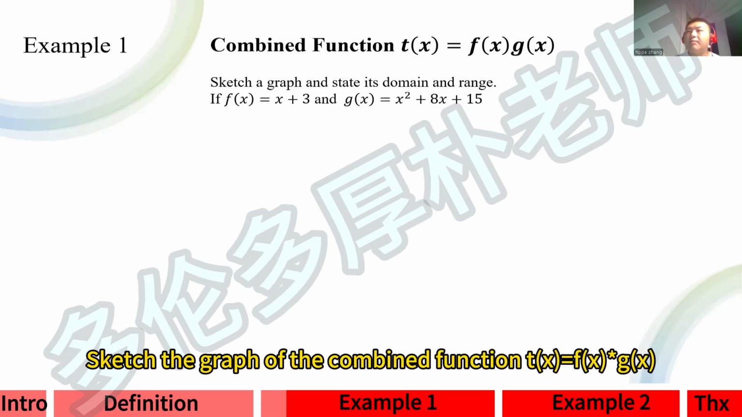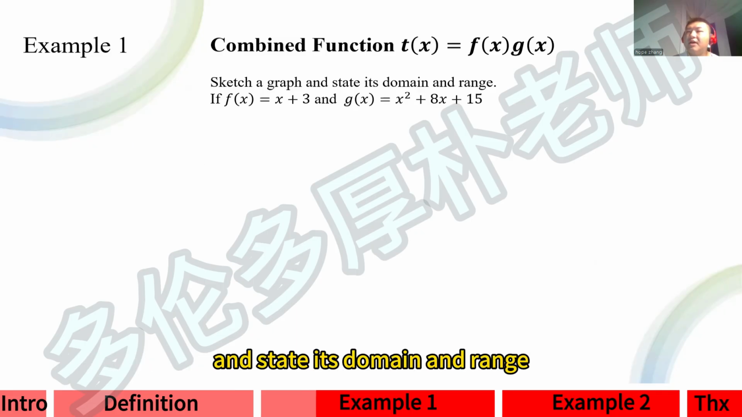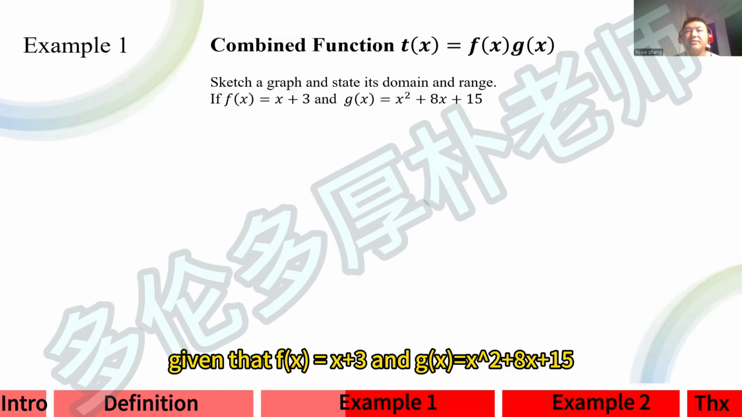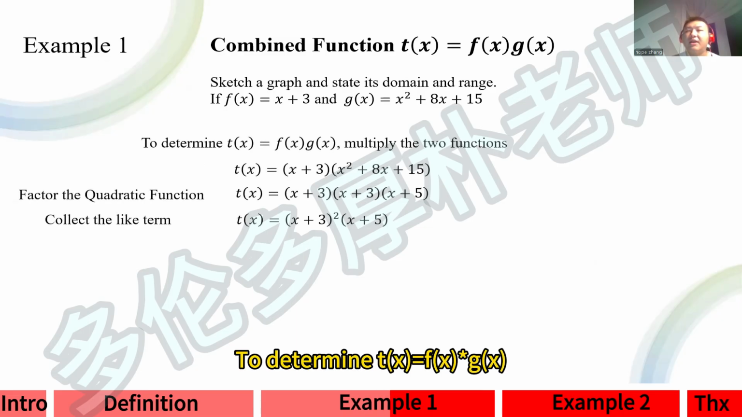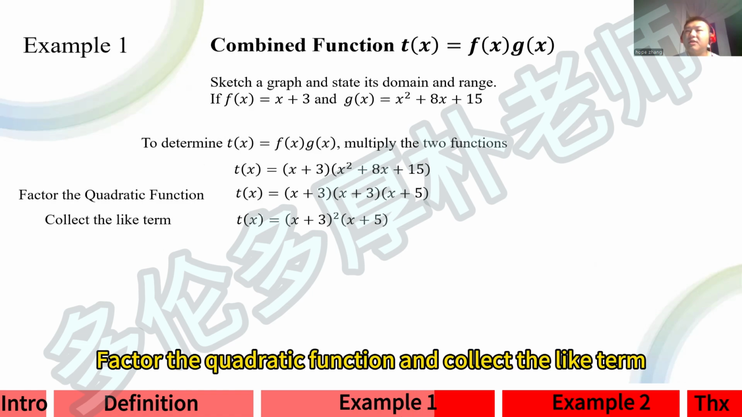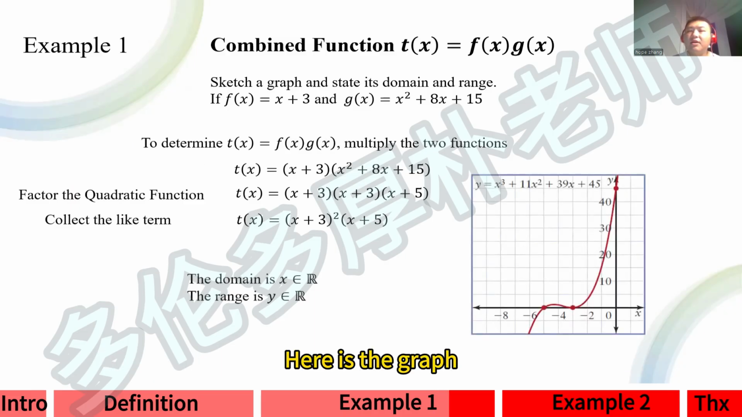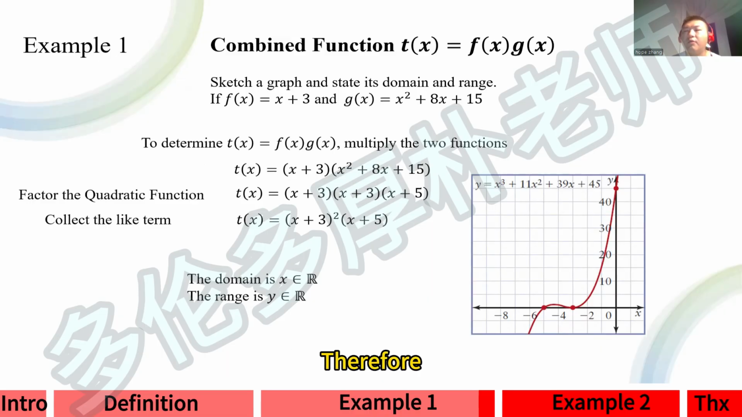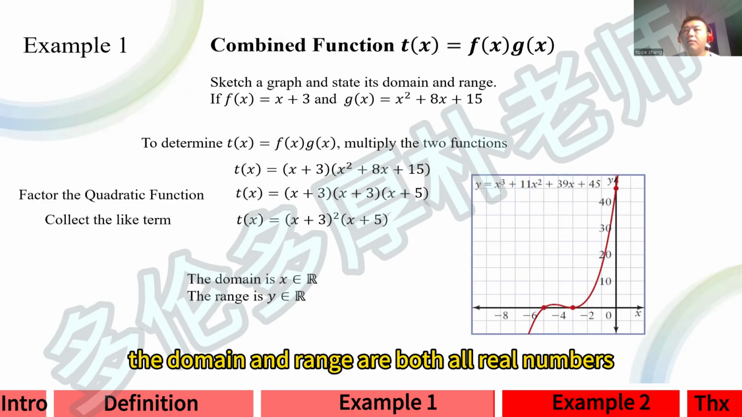Sketch a graph of the combined function t(x), which is f(x) times g(x), and state its domain and range. Given that f(x) is x plus 3, and g(x) is x squared plus 8x plus 15. To determine t(x), which is f(x) times g(x), multiply the two functions. Factor the quadratic function and collect the like terms. Here is the graph. Since t(x) is a polynomial function, the domain and range are both all real numbers.